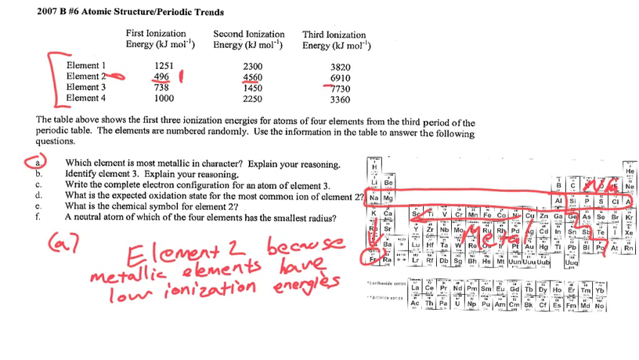So I'm going to say element 2 because metallic elements have low ionization energies. I'm not sure if we need to explain it further than that. We certainly could, but I think that's probably good enough. While we're here, let's do B.